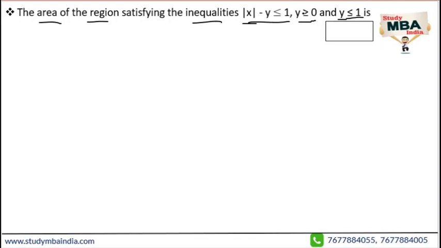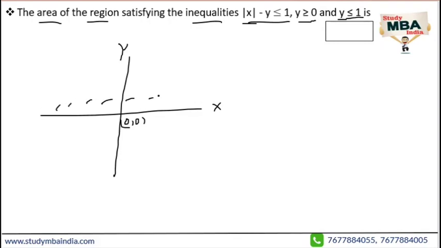What we know is that this is y ≥ 0, and this is y ≤ 1. Now at first, plot this graph. This is the origin, where x and y are both 0. This represents the x-axis, and this represents the y-axis. For y ≥ 0, we have to find the area above this line, right? That will be y ≥ 0.